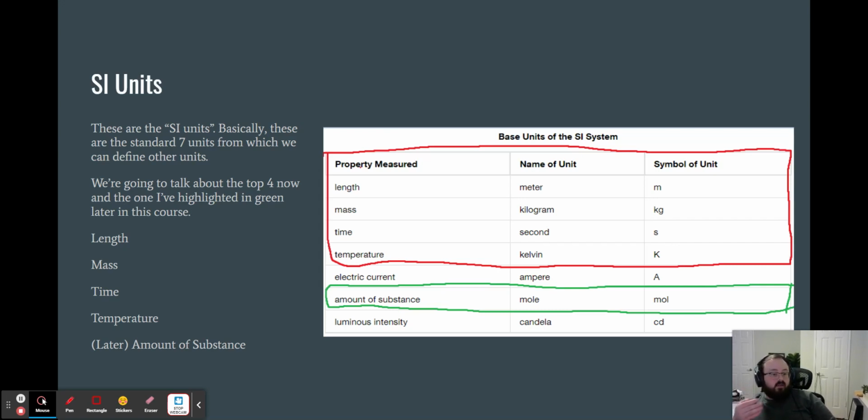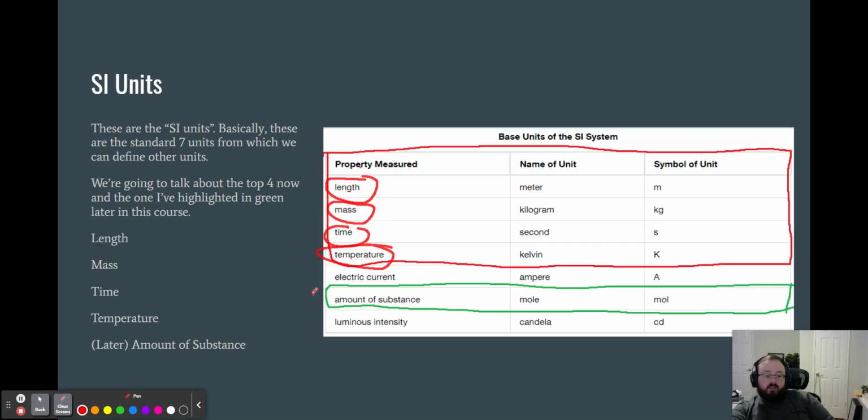Here are the 7 base units of the SI system. The 4 at the top that are in red, we're going to go over those. So we're going to go over length, mass, time, and temperature. We will get to moles in this class. Not at the moment, but we will get there. So moles are how much of something you have. We're going to get into what that means. How do we convert that? What is the difference between that and mass? We will get there, okay?